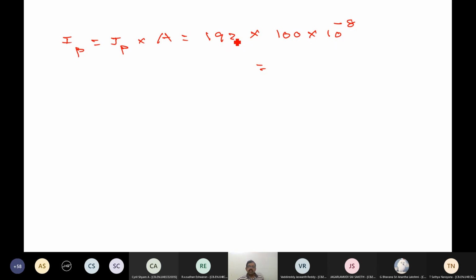So this is already in ampere per centimeter square. So the centimeter square in the denominator will get cancelled with this area, leaving you with 192 into 10 power minus 6. That's equivalent to 192 microampere. So this is a typical current. Okay, so this is my whole current.